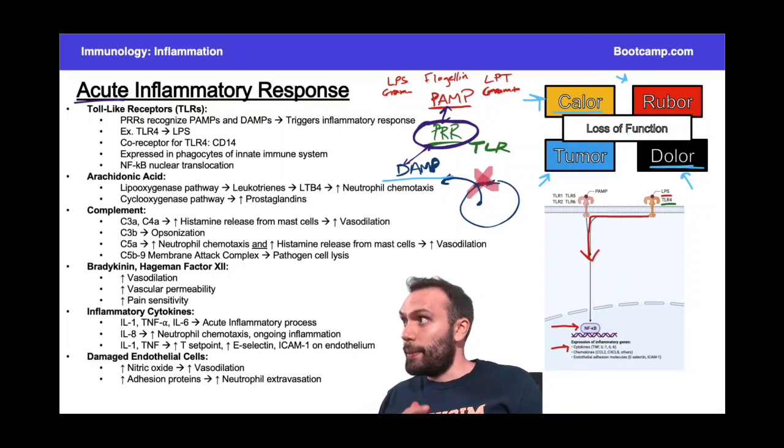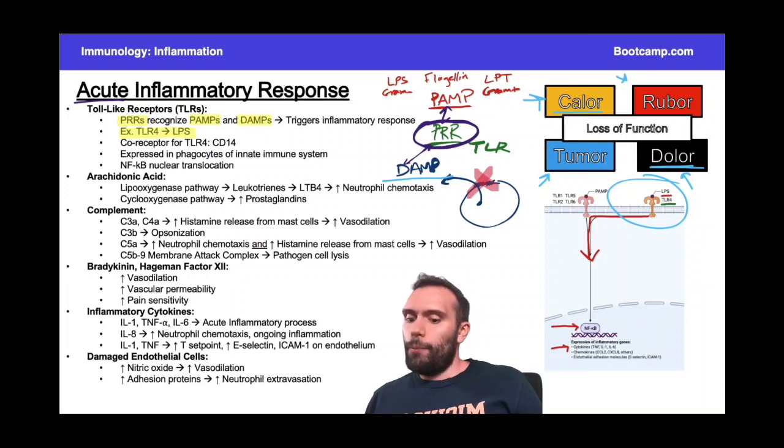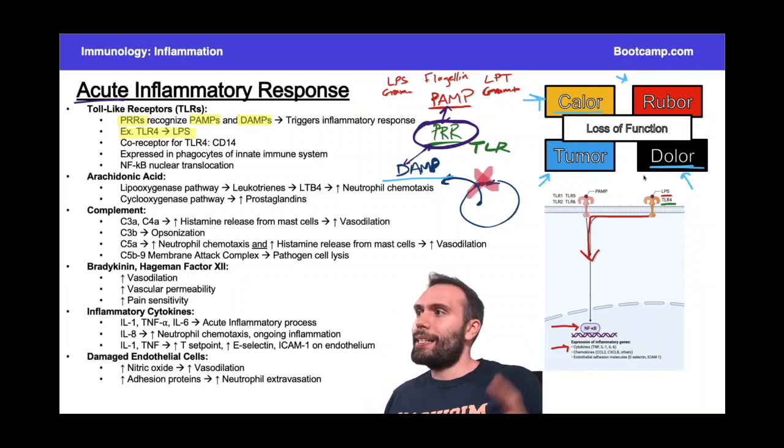When you're thinking about these toll-like receptors and recognition receptors, we already talked about this, pathogen-associated molecular patterns and damage-associated molecular patterns. That triggers an inflammatory response. The classic one we talked about is toll-like receptor 4, right? Toll-like receptor 4 and LPS, lipopolysaccharide from gram-negative bacteria. That's the classic poster child for this.